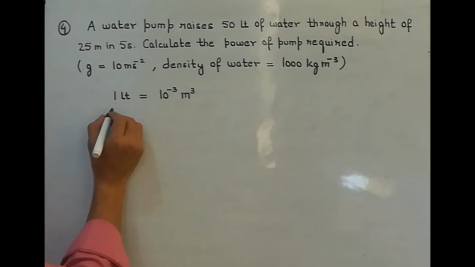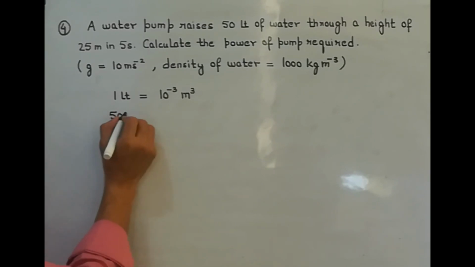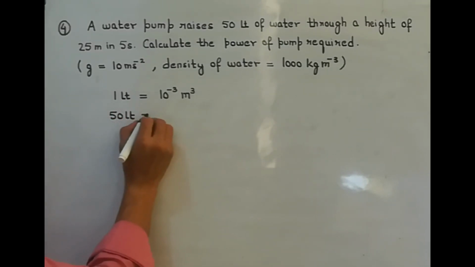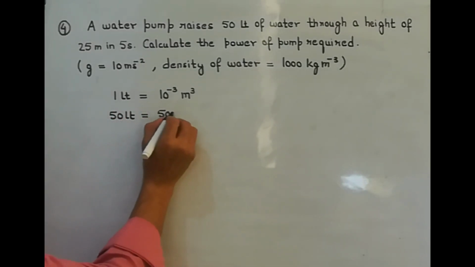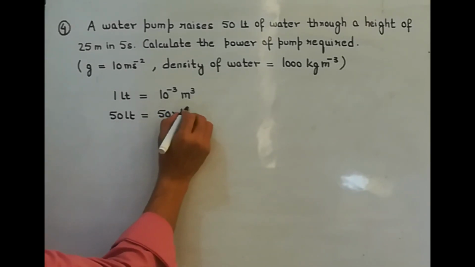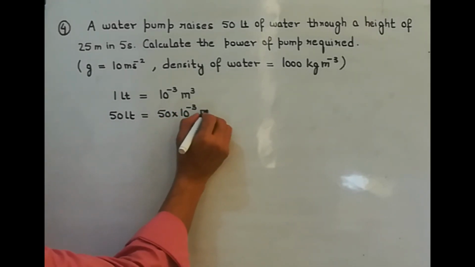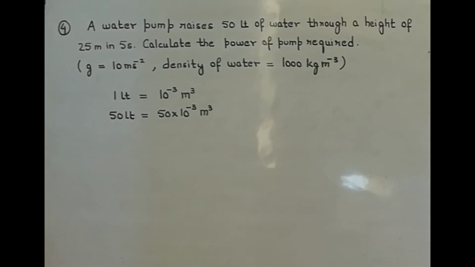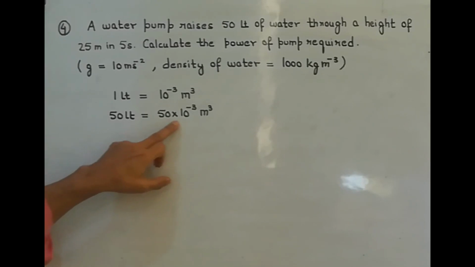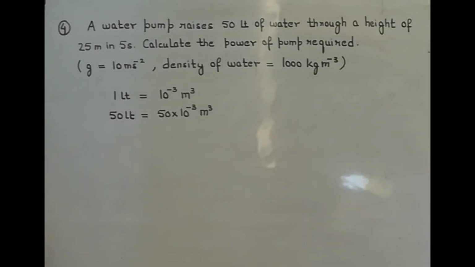So how much liter of water is there? So for 50 liters, it will be 50 into 10 raised to power of minus 3 cubic meter. So this is the volume of water known to us. In the question they have given us 50 liters of water, and 50 liters of water is equal to this much cubic meter. Now, density of water is also given.